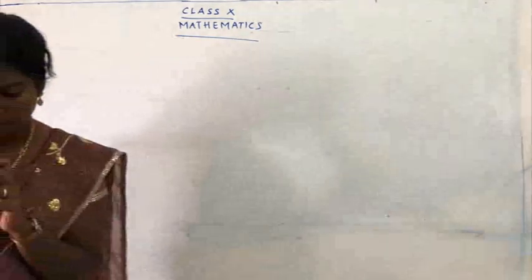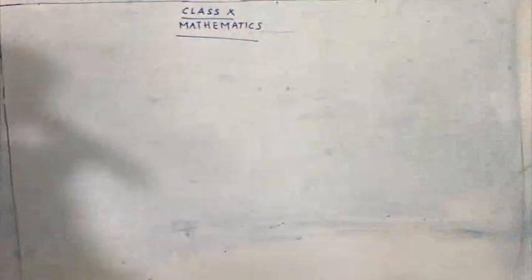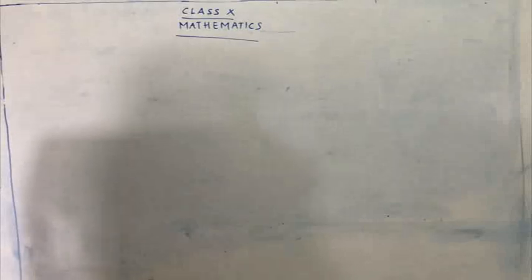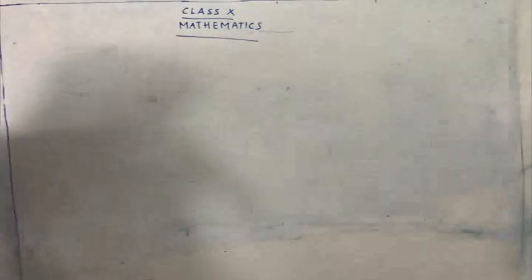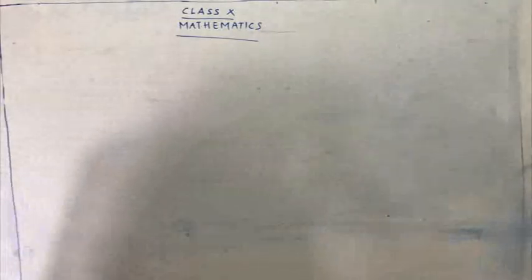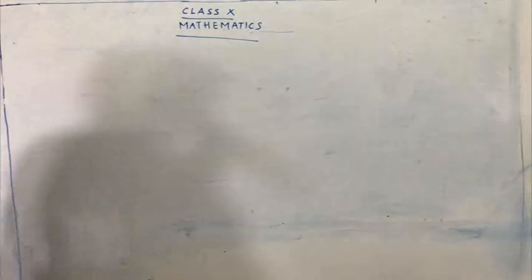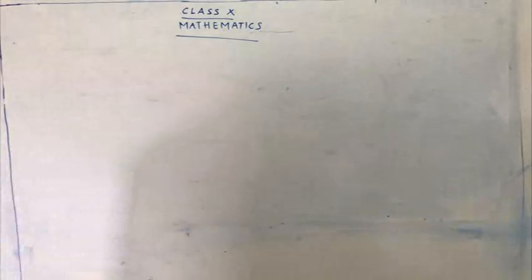Hello children. So let's come back to our mathematics class. In the previous classes, we were doing square roots. Yes, we studied the definition of square root, and we also found the square root of some expressions or terms. And we also saw two different methods for finding square root. One was the factorization method and one was the division method.